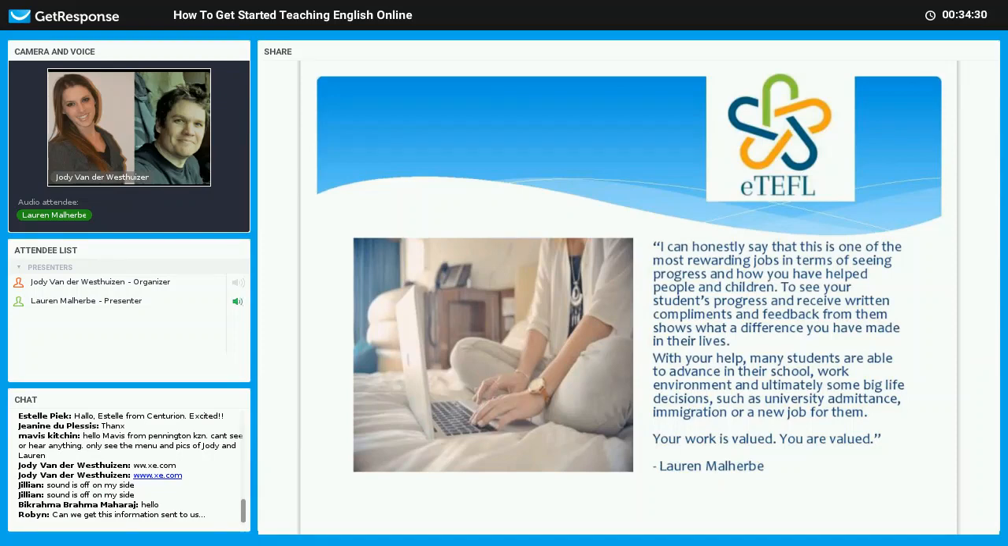I work a lot with children, and I always receive little notes from them. The moms are saying something. Some of them I've taught for 2 years. I've seen their progress, and it's wonderful to see what you have done in their life. And then again, with your help, many students are able to advance in their school, work environment, and ultimately some big life decisions, such as university admittance, immigration, or a new job for them. And most importantly, your work is valued and you are valued. I cannot stress that enough.